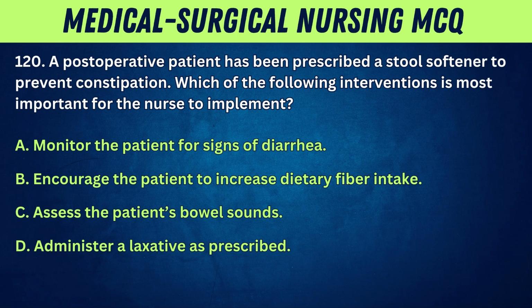120. A postoperative patient has been prescribed a stool softener to prevent constipation. Which of the following interventions is most important for the nurse to implement? A. Monitor the patient for signs of diarrhea. B. Encourage the patient to increase dietary fiber intake. C. Assess the patient's bowel sounds. D. Administer a laxative as prescribed.